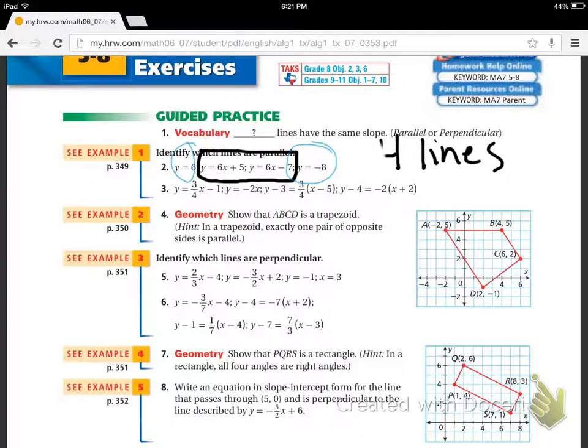Alrighty, let's try number 3. Again, it has 4 lines. Every semicolon separates the lines. So the first one's written in y equals mx plus b. The next one is just y equals. This one's written in point slope form, and this one's written in point slope form. So first thing we need to do is get everything in y equals mx plus b format. Okay, so we're going to start with y minus 4 equals negative 2 times x plus 2. I'm going to take that problem.